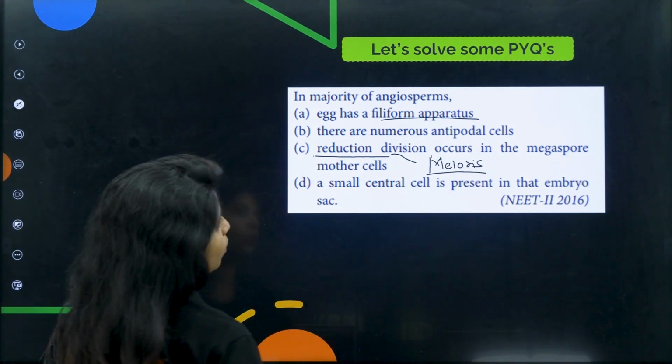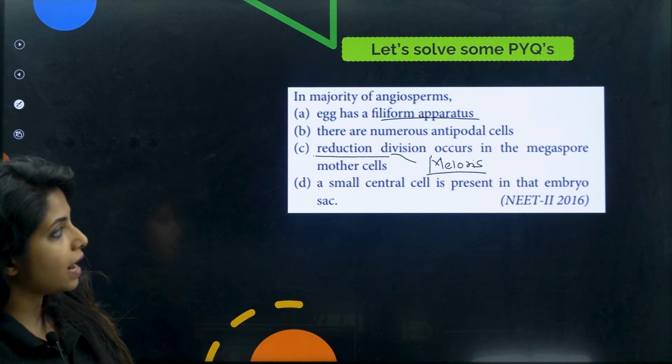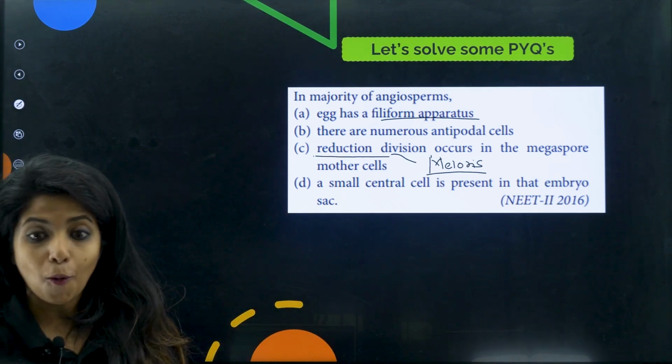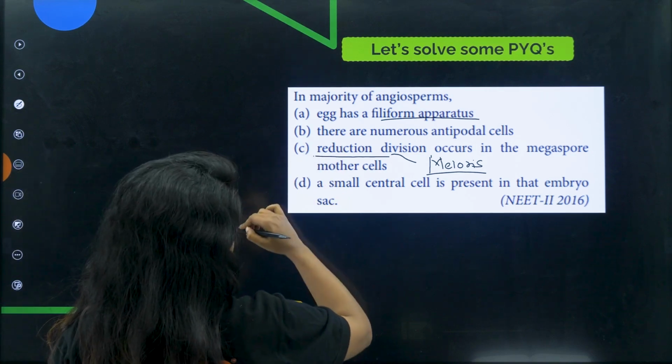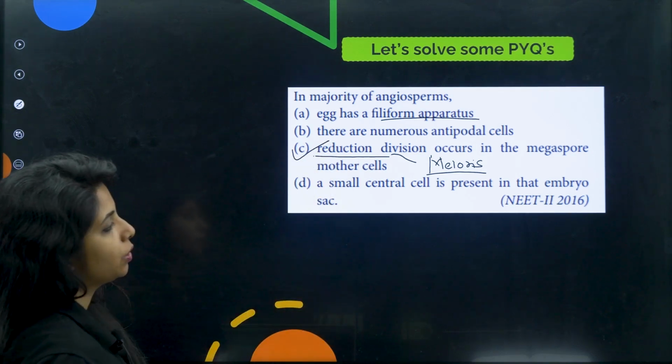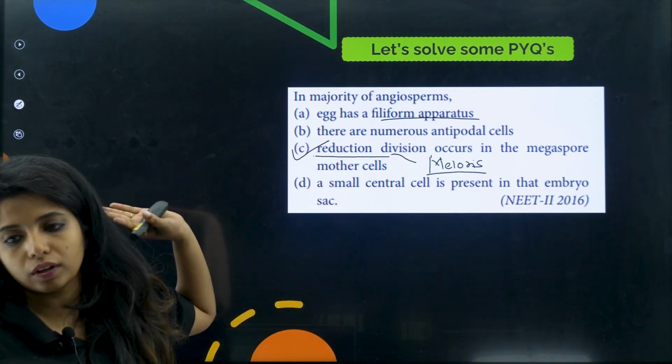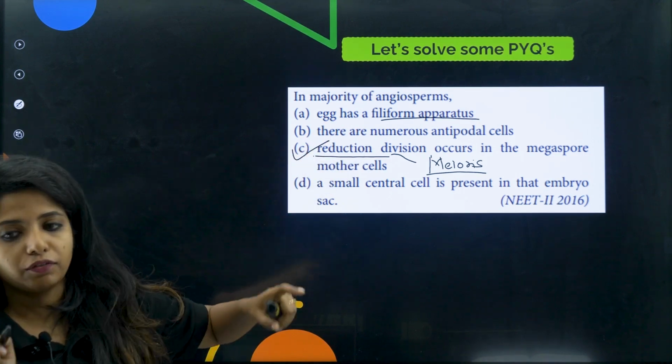Meiosis works. Now, a small central cell is present in that embryo sac. Is it a small central cell? It is very big with 2 nuclei. So what is the correct answer? This is the correct answer: in majority of the angiosperms. Rest everything that is given is wrong. And you have to tell me what has filiform apparatus.